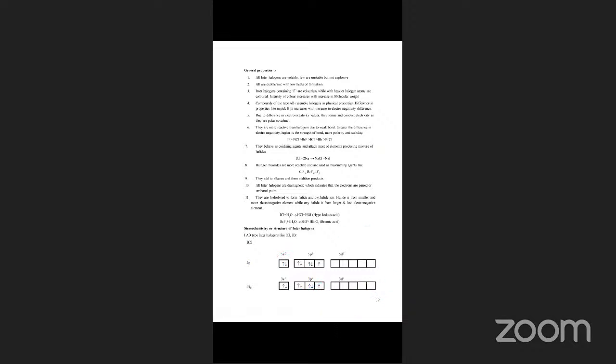Between iodine and chlorine, the electronegativity difference is 0.65. Between iodine and bromine, the electronegativity difference is 0.55. So the electronegativity difference is large, and the melting point and boiling point also will increase. So this is point number 4. Then number 5.